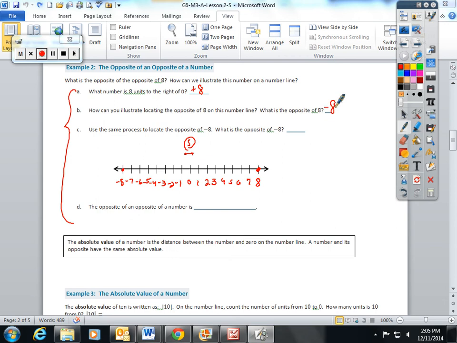Now, use the same process to locate the opposite of negative 8. Well, if we went 8 spaces to the left to find negative 8, I'm going to go back 8 spaces to the right, and it's going to give me positive 8 again. So, when they ask you the opposite of an opposite of a number, it is the first number you started with, or the original number.